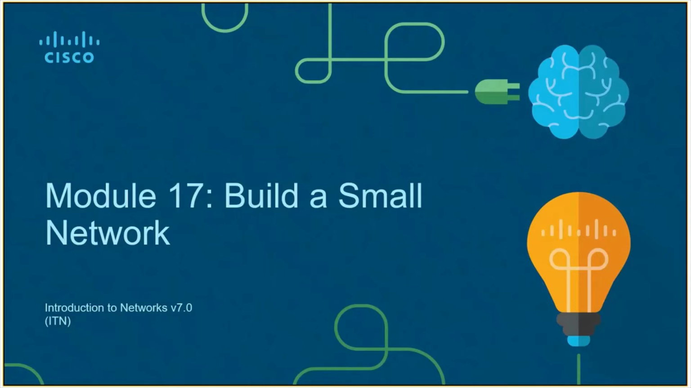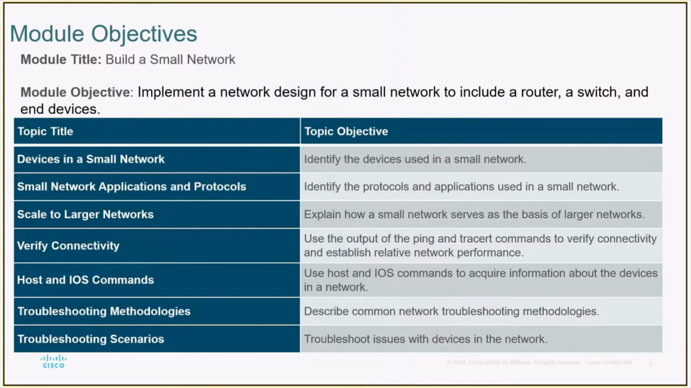Okay, so we're up to module 17, the last one for Introduction to Networks. Build a small network. So, we're going to implement a network design for a small network to include router, switch, and end devices. So, we're going to identify the devices in a small network.